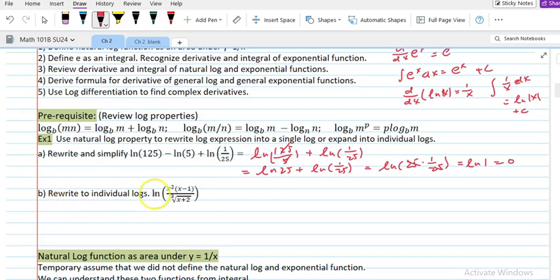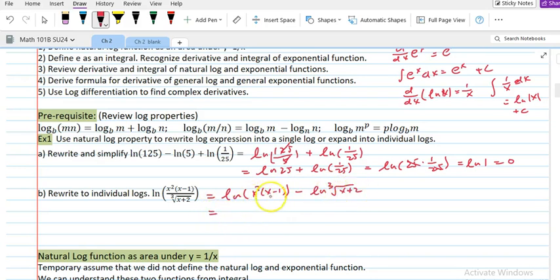So part B is to do the reverse. I have a whole complex expression of x, and I want to write it as individual logs. You'll see that we use it to do log differentiation. So I see the top has x squared times x minus 1, but the denominator has the cube root of x plus 2. So I'm going to do a subtraction. It will be this, subtract this: ln of x squared times x minus 1, subtract ln of the cube root of x plus 2.